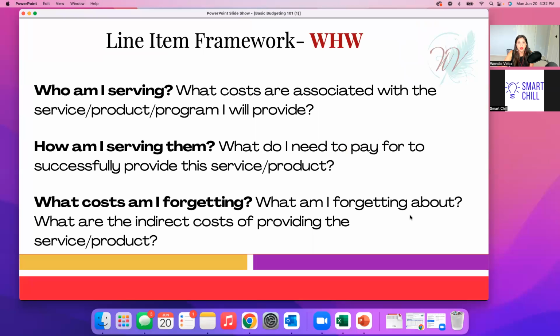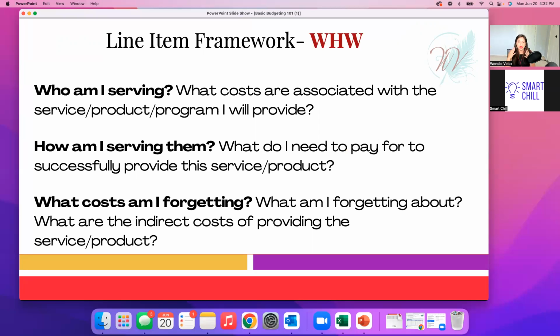Now, here is our framework for how we know what line items to create. When we're taking this vision that we have in our head and saying, okay, we want to create a budget for this group of people or this particular social impact mission, I want to better understand what that cost is going to look like every single day for every person, right?